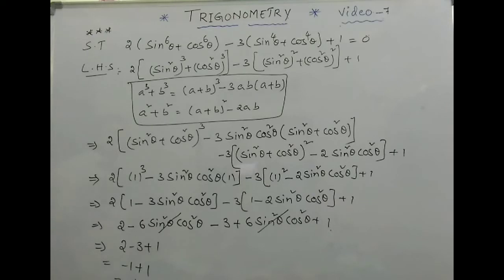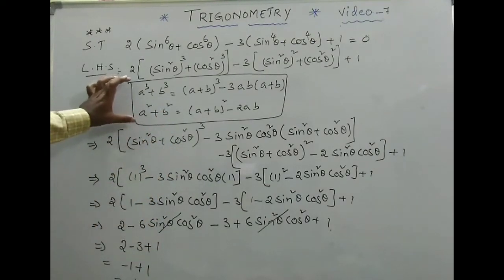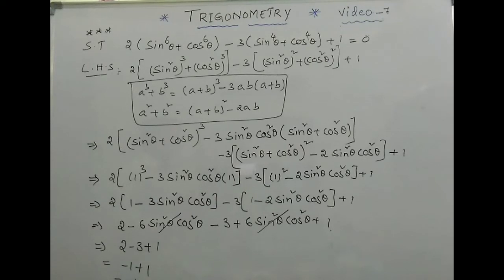See, actually in this problem, there are no trigonometry formulas, or there is no concept of trigonometry at all. Only one result we use from trigonometry, that is sine square theta plus cos square theta is 1. But the rest of it is just based on the formula of a plus b whole cube and the formula of a plus b whole square. That's what we modified. A cube plus b cube is equal to, and a square plus b square is equal to.